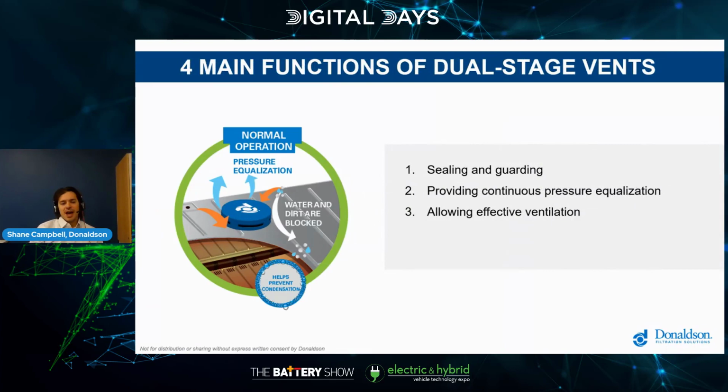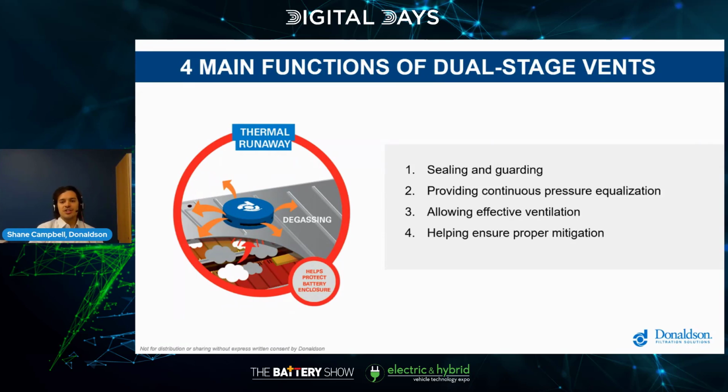With battery vents, there are four main functions of this product. The first is to seal and guard against external contaminants. Second is providing continuous pressure equalization, airflow in and out of your battery pack. Third is allowing effective ventilation to help prevent condensation inside your pack. The fourth function of a dual stage battery vent is to help ensure proper mitigation during thermal runaway and an emergency degassing event. There's that secondary function of the vent, which allows rapid degassing to get the heat and pressure out of your pack as fast as possible.